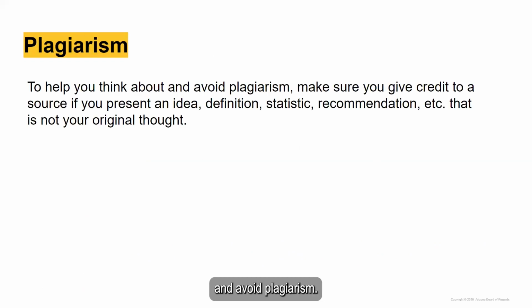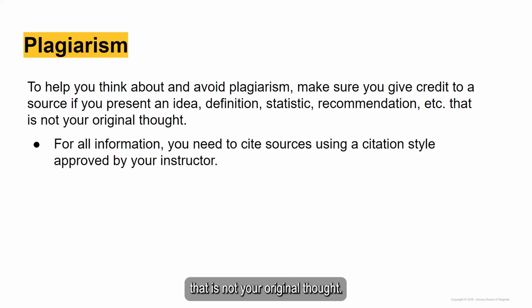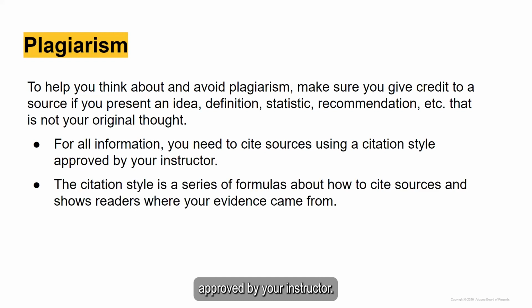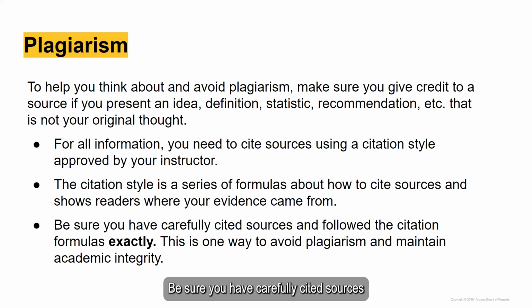To help you think about and avoid plagiarism, make sure that you give credit to a source if you present an idea, definition, statistic, recommendation, etc. that is not your original thought. For all information, you need to cite sources using a citation style approved by your instructor. The citation style is a series of formulas about how to cite sources and shows readers where your evidence came from. Be sure you have carefully cited sources and followed the citation formulas exactly. This is one way to avoid plagiarism and maintain academic integrity.